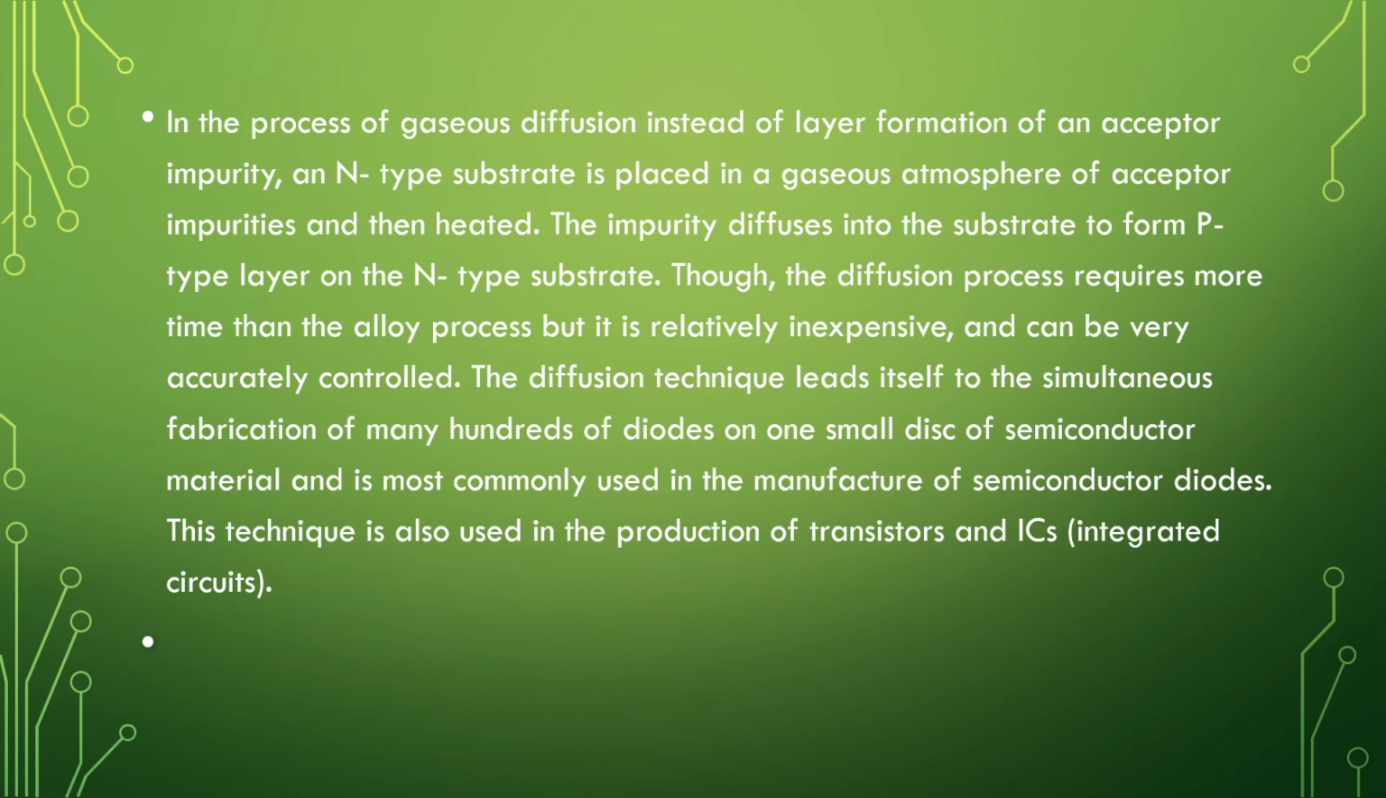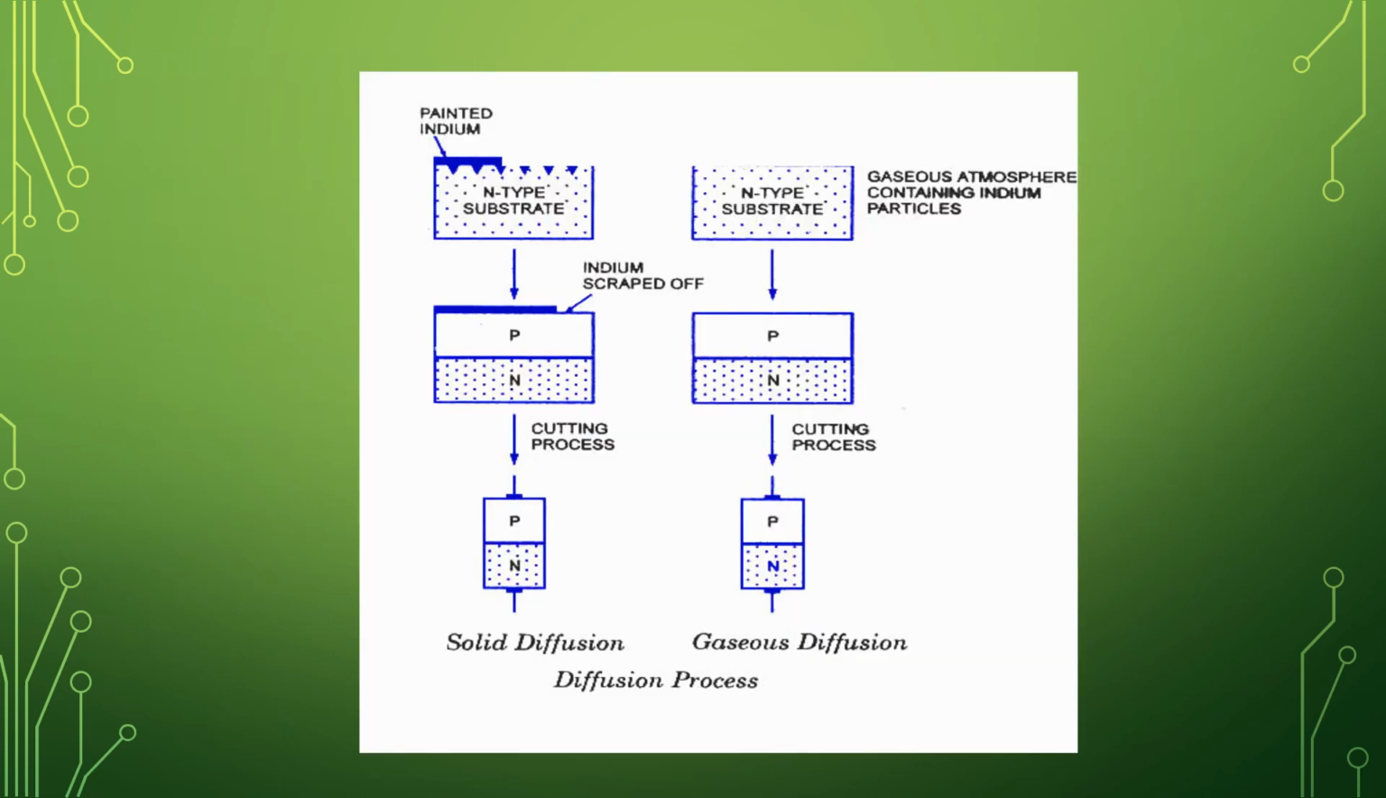Though the diffusion process requires more time than the alloy process, it is relatively inexpensive and can be very accurately controlled. The diffusion technique lends itself to the simultaneous fabrication of many hundreds of diodes on one small disk of semiconductor material and is most commonly used in the manufacture of semiconductor diodes. This technique is also used in the production of transistors and ICs, integrated circuits.